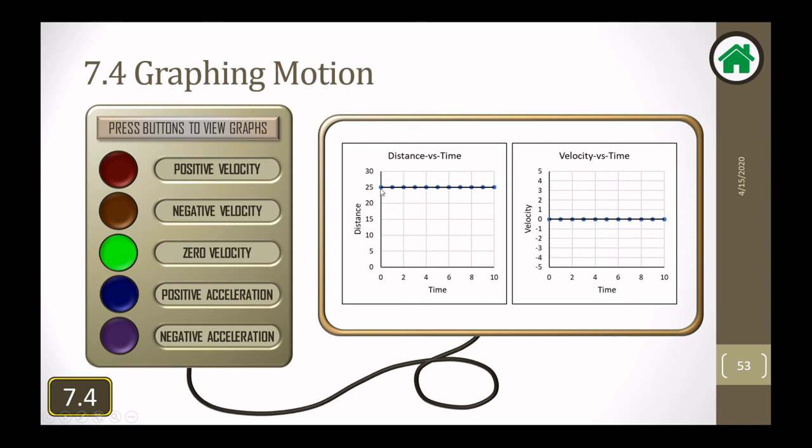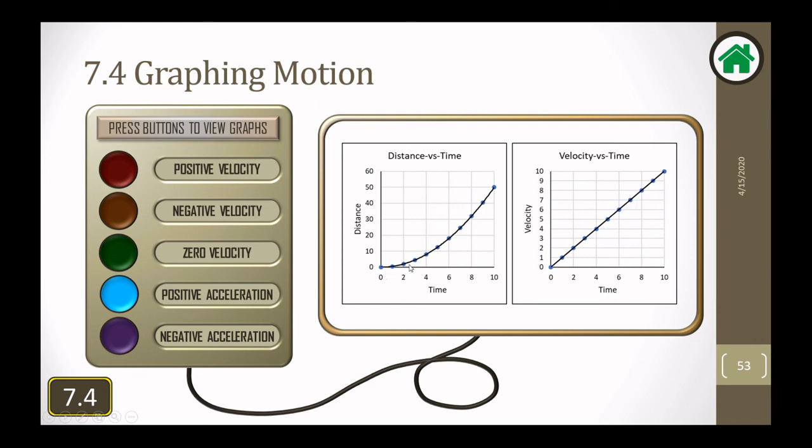Zero velocity: the object isn't moving at all, which means that its distance versus time graph is just a straight, flat line. It is staying at a constant distance, in this case 25 units, for the entire 10 time units, seconds we'll assume. If we look at a velocity versus time graph for the same amount of time, its velocity is steady at 0. The object is not moving, it's not accelerating, it's not speeding up or slowing down, so its velocity is a steady 0.